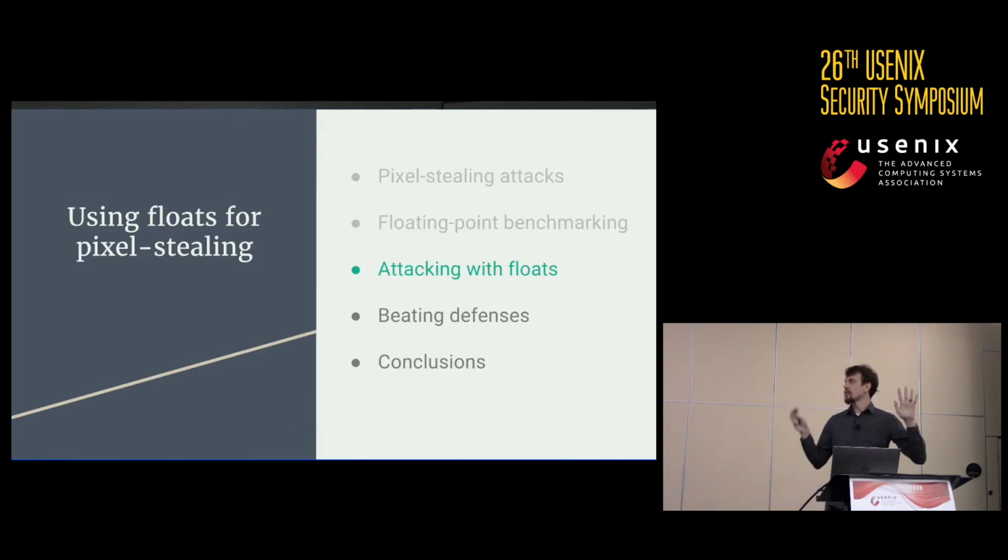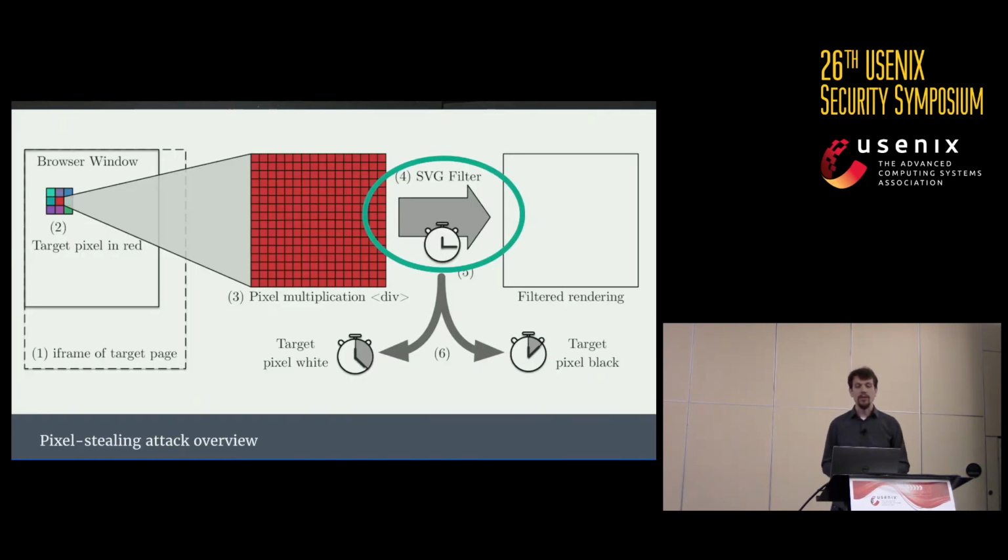So OK, we've got timing differences with floating point. How can we leverage these to build floating point timing attacks in pixel stealing? If you remember, in the pixel stealing attack, we need a timing difference in the SVG filter. It should not surprise you at this point to learn that SVG filters run floating point math.